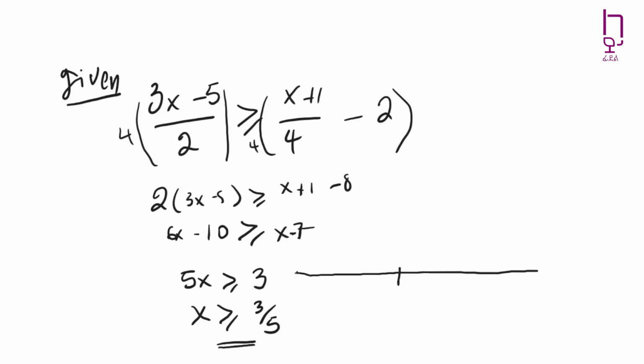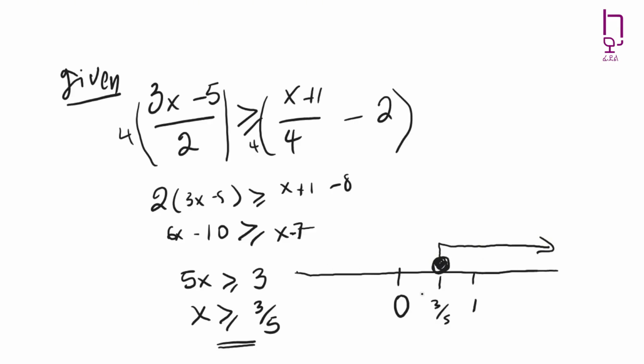So in number line, this is 0, right? So let's say if I put 1 here. So 3 over 5 is between 0 and 1. So 3 over 5 will be over here. X is greater than or equal to 3 over 5. So remember, greater than or equal. So I have to shade this circle. And the solution will be all the numbers going over this side.